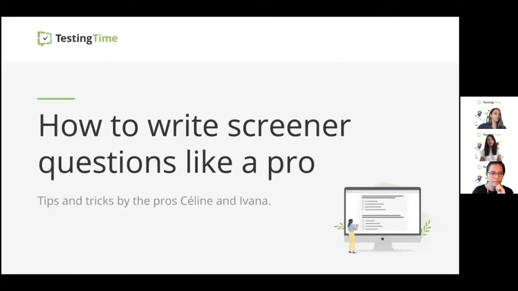For the ones who don't know TestingTime yet, we provide the world's largest test user recruiting platform for user and market researchers. The core of our service is a pool of 830,000 test users and a fully automated candidate matching system. We apply state-of-the-art screening, and thanks to AI-based processes, we can ensure pool quality at scale. And today's webinar is all about state-of-the-art screening. In the next 30 minutes, our pros Celine and Ivana will guide you through some tips and tricks on how to write good screener questions.